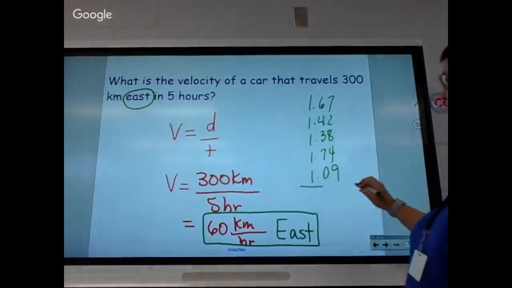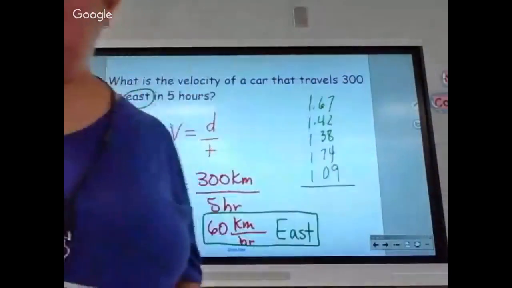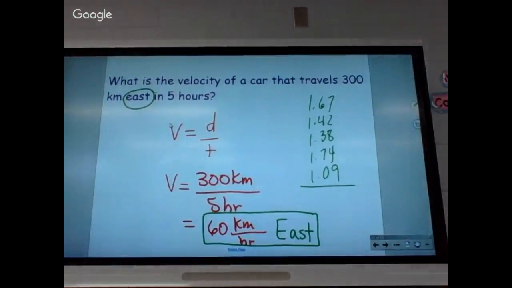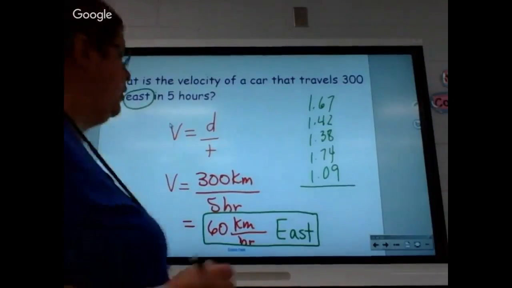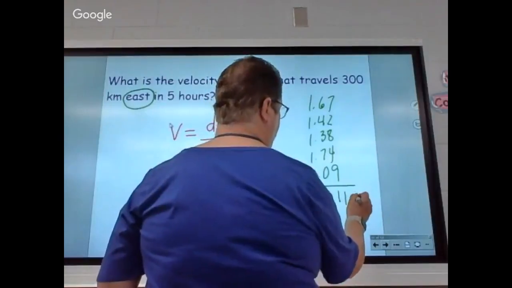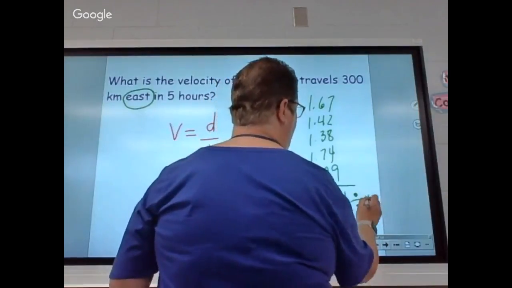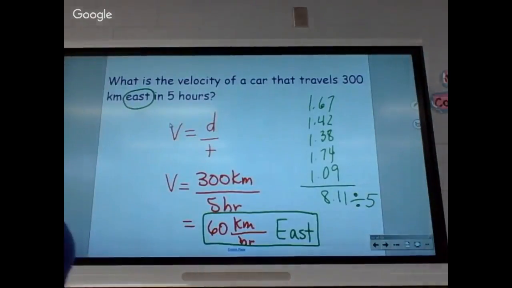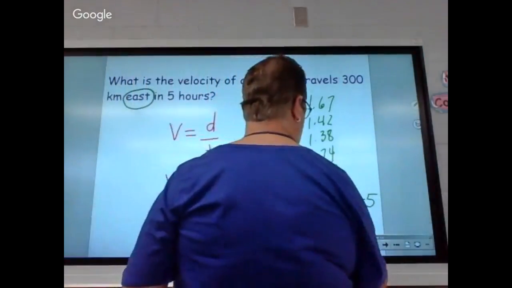Add them all up. So, 1.67 plus 1.42 plus 1.38. So I get 8.11. Divided by 5. And then you're going to divide by 5 because there were 5 trials, right? All right. So everybody's okay with how to do that?